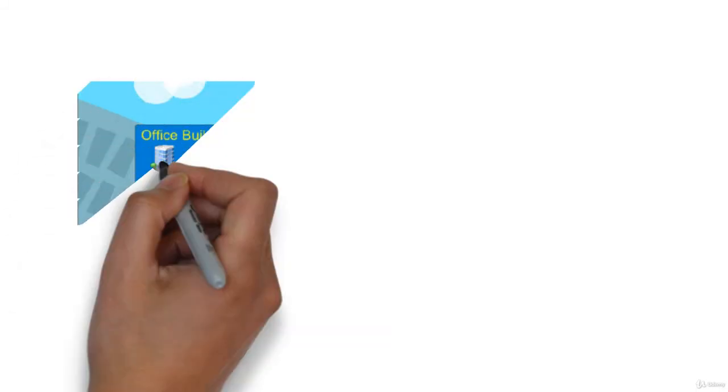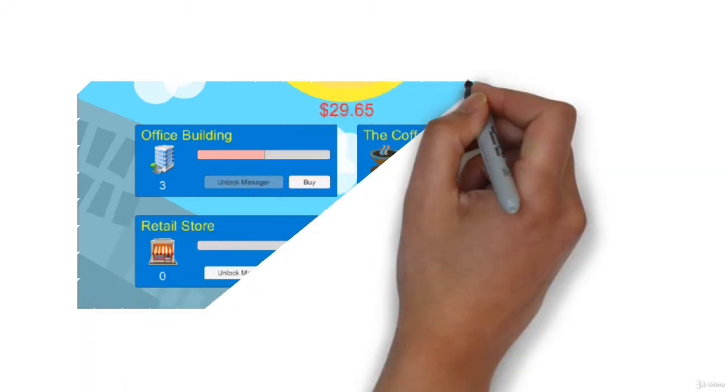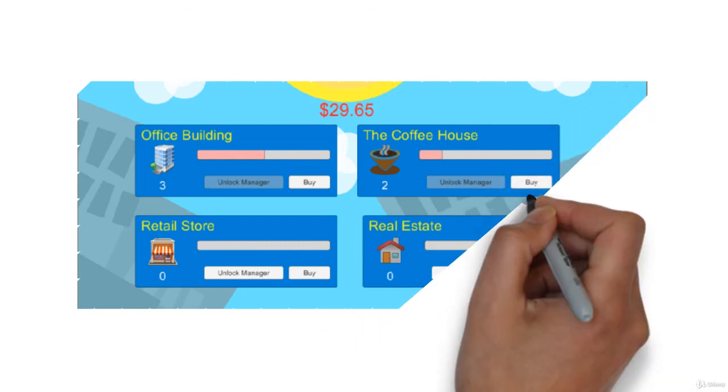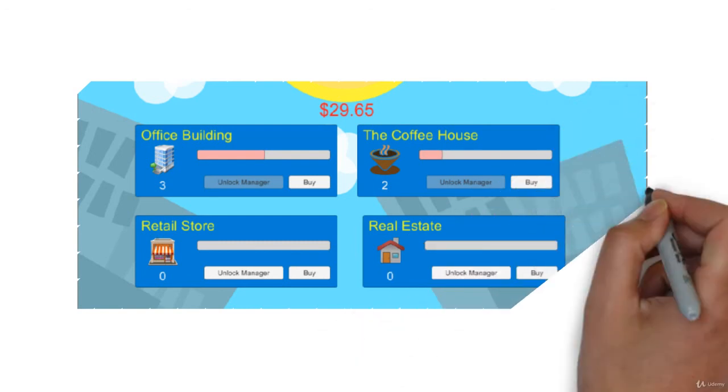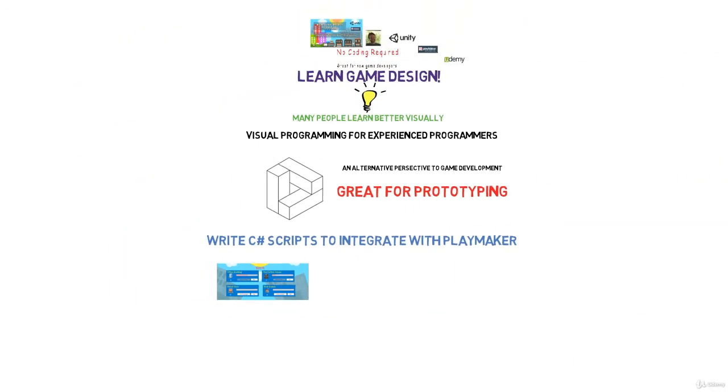The game we make in this course has some of the standard idle features that are found in games like Adventure Capitalist. We start at the very beginning of the project, so even if you've never made a game before, you can follow along with this course. You get to see everything, every step of the way.